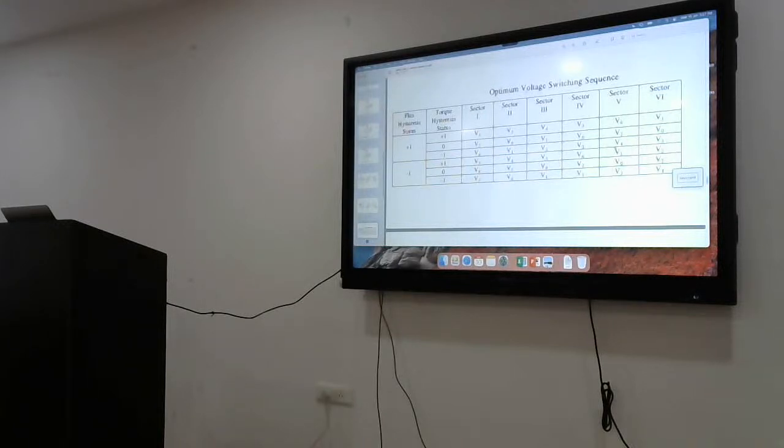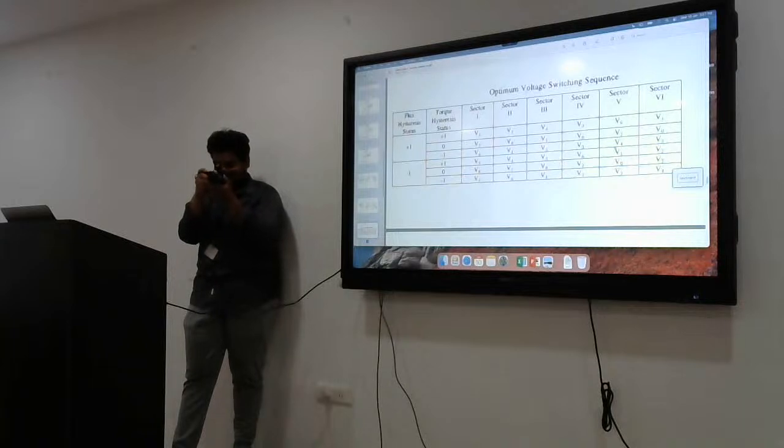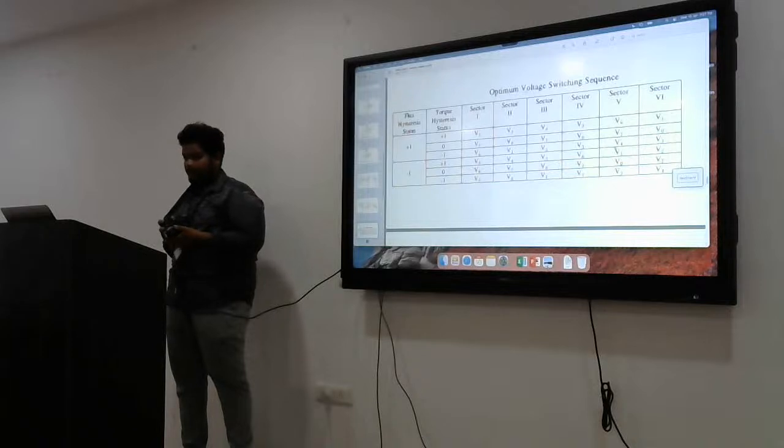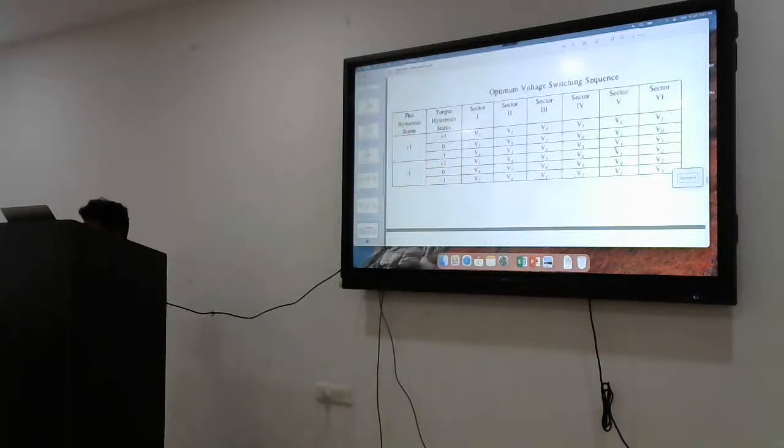By using control logic, we can reject the disturbance. That is the primary object of the control system. If there is any disturbance, your system will deviate away from the reference. By using a closed loop mechanism, we can reject the disturbance and also track the reference. And also we can improve the dynamic response, the bandwidth of the system, by using closed loop.